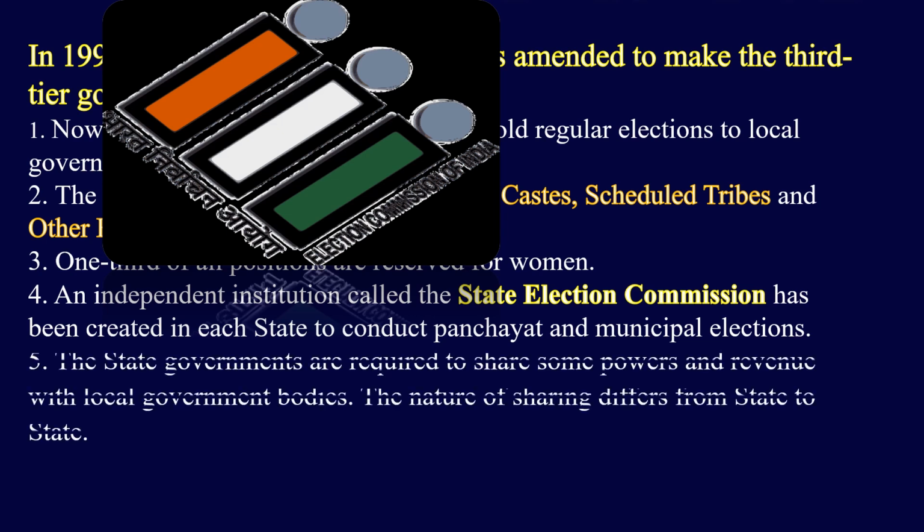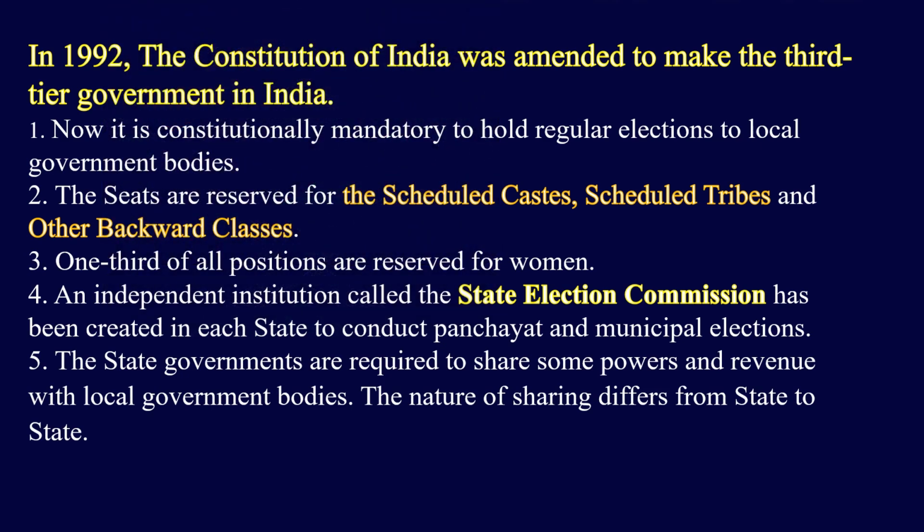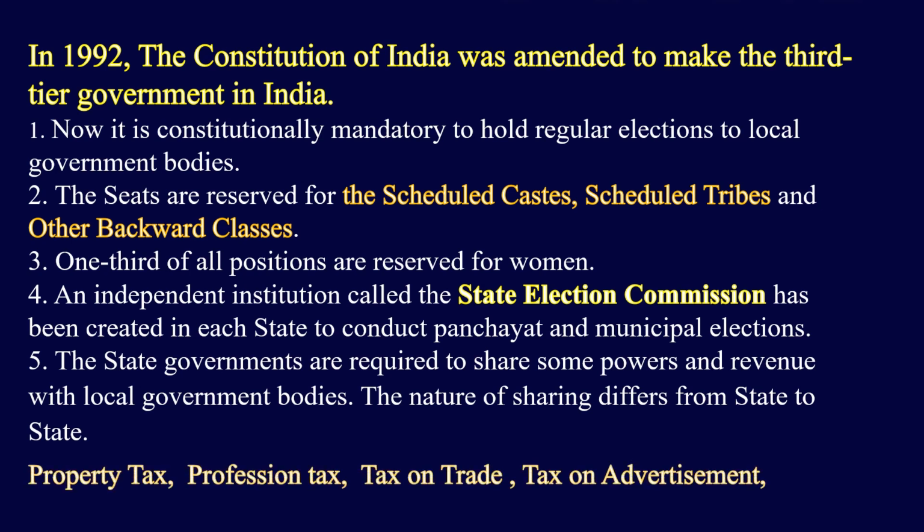And the last change is that the state governments are required to share some powers and revenue with the local government bodies. But the nature of sharing power differs from state to state. That means now local governments have the power to collect taxes like property tax, professional tax, tax on trade, tax on advertisements. So now the local governments are financially independent and very effective. So these are the changes that took place in local governments after the 1992 amendment.